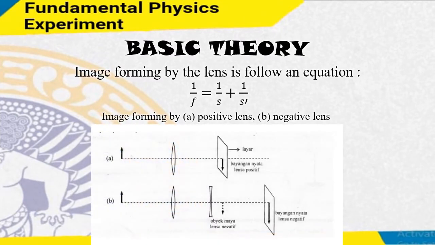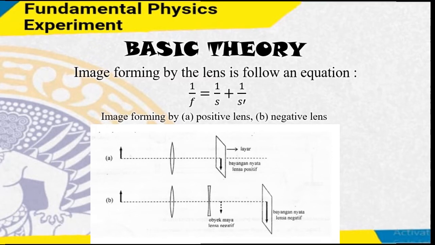The equation of the focal length is expressed by 1/f = 1/s + 1/s', where f is the focal length, s is the object distance, and s' is the image distance. The positive lens, or convex lens, also known as the converging lens, in figure A, notice that it is thicker at the center. The next one is the concave lens, the negative lens, in figure B. This is also known as the diverging lens, which is thinner at the center.